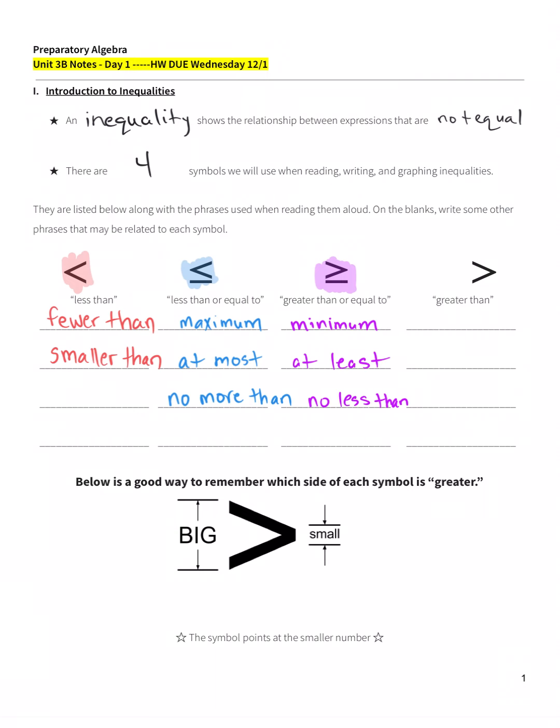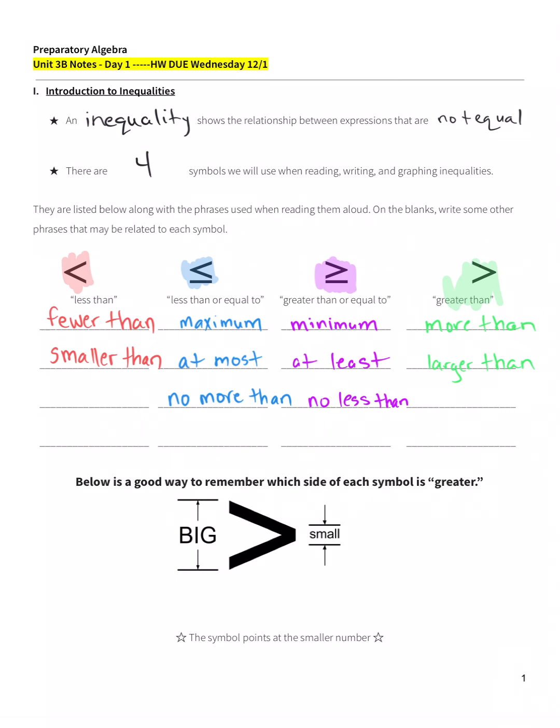Okay. And then we have greater than or equal to. We have the words minimum, at least, and no less than. Make sure you write this in your notes. Okay, and then our last symbol we have is greater than. And if you would read more than or larger than, you know that would be associated with this greater than symbol.